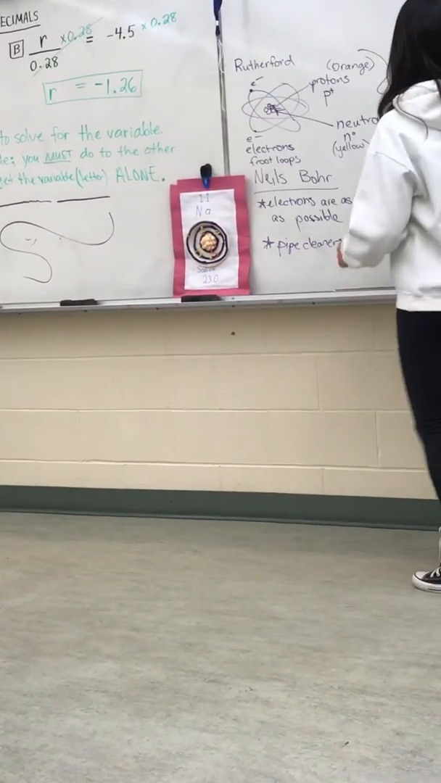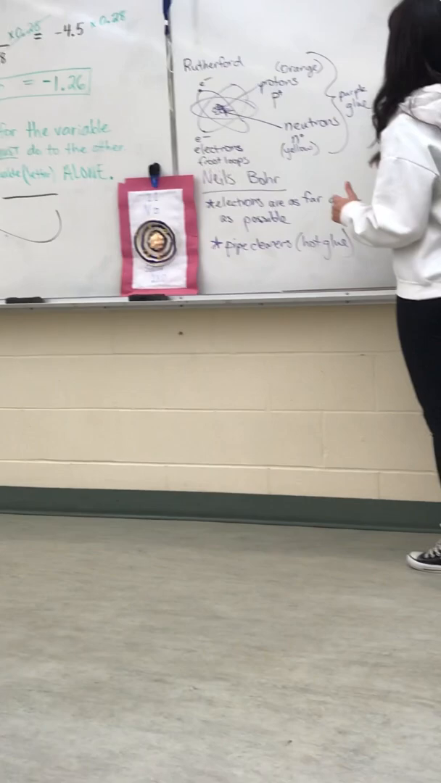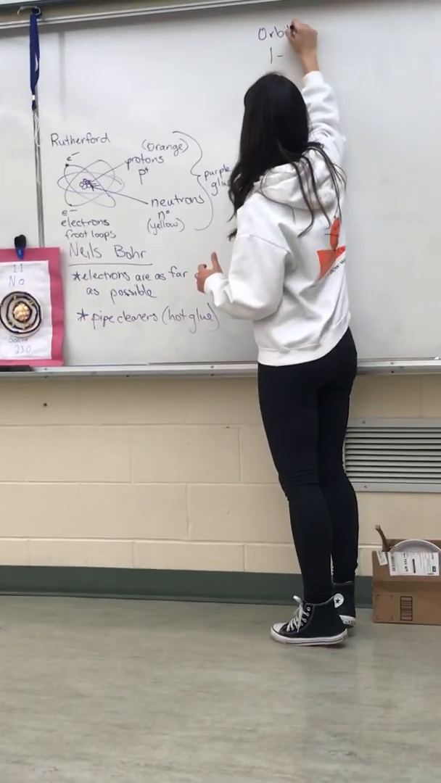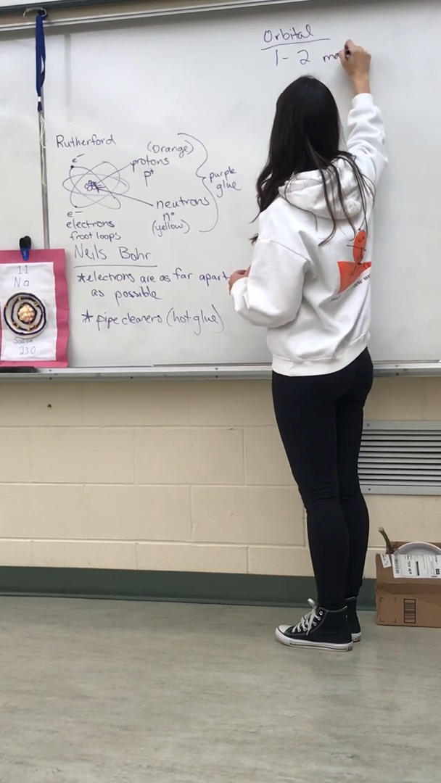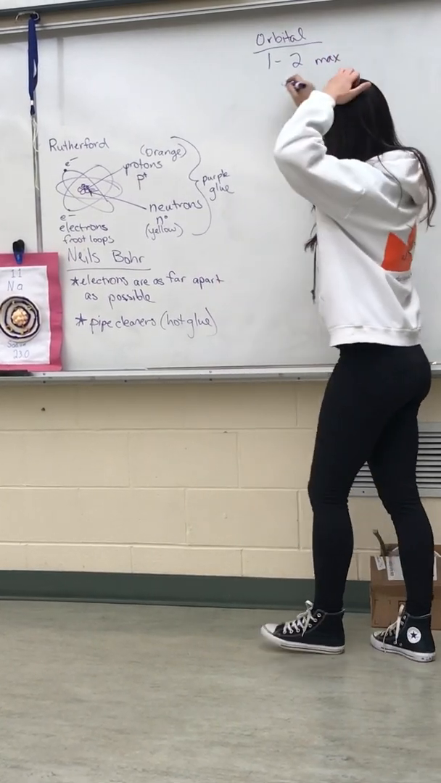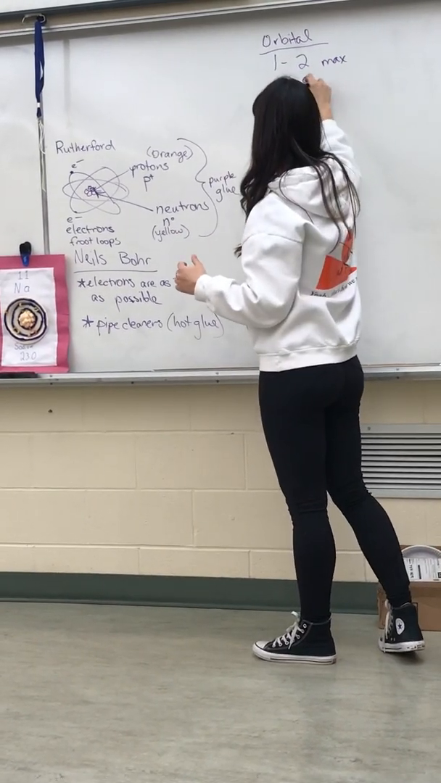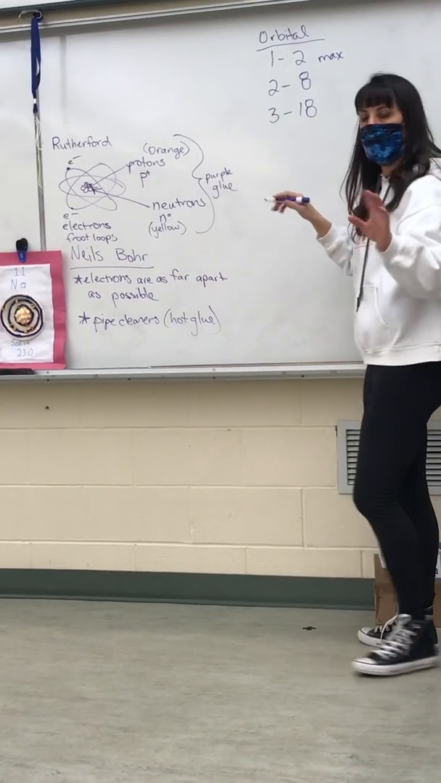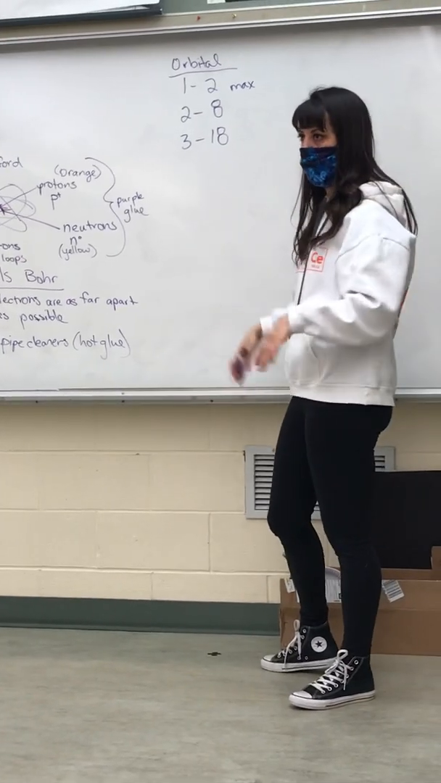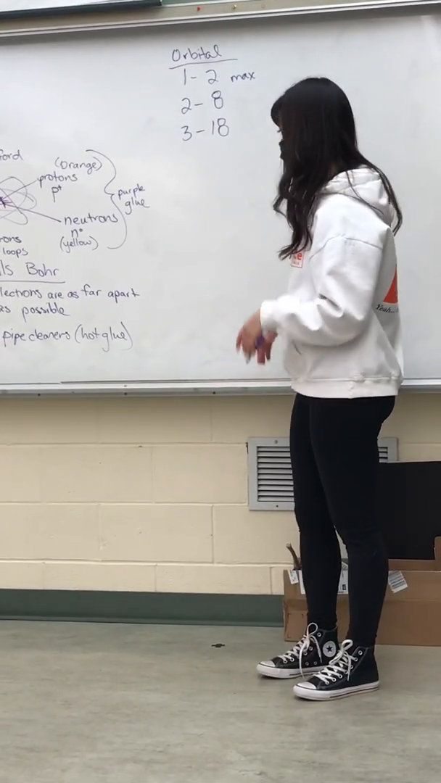So the first orbital closest to the nucleus can have 2 electrons maximum. The second one is 8. The third one is 18. And I don't think any of your guys' elements go higher than that, so you should be okay. So let's do an example.